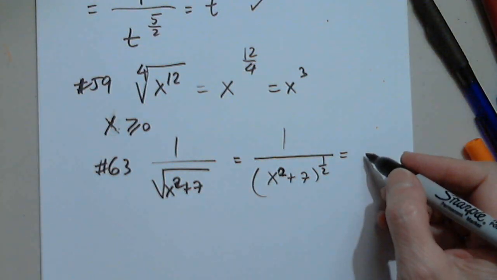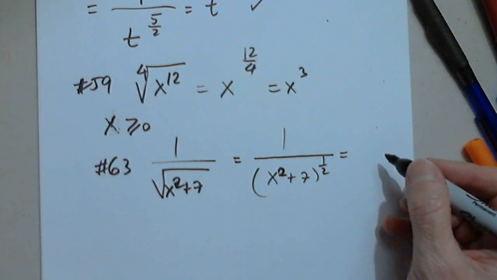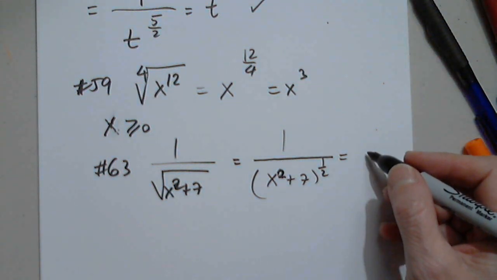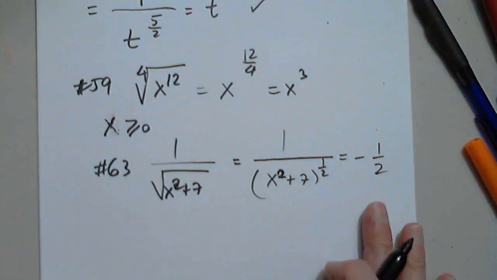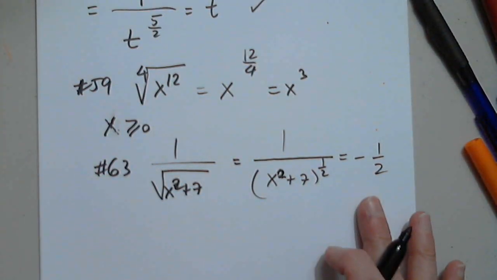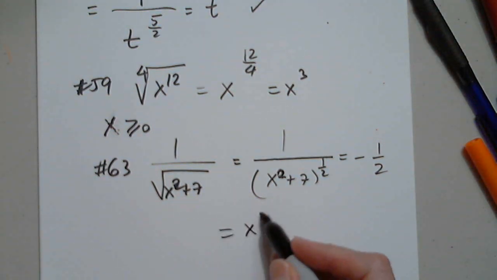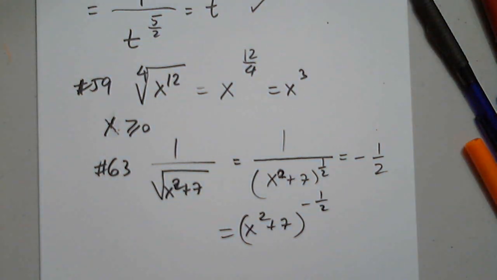Negative 1/2. I cannot write x squared, I cannot write 7 negative. It's clear that I cannot write negative 1/2, right? It's x squared plus 7 to negative 1/2. Brilliant. Thank you so much. Awesome. Great job. That's all I needed.